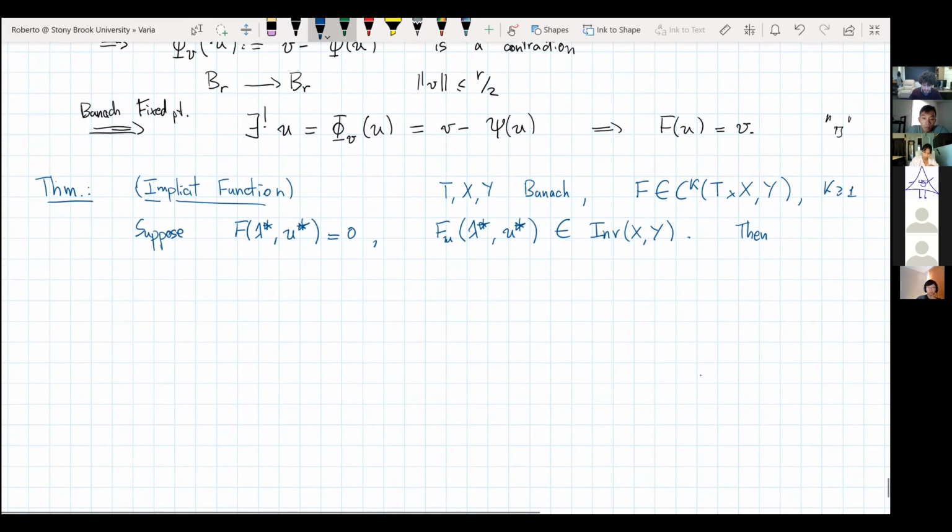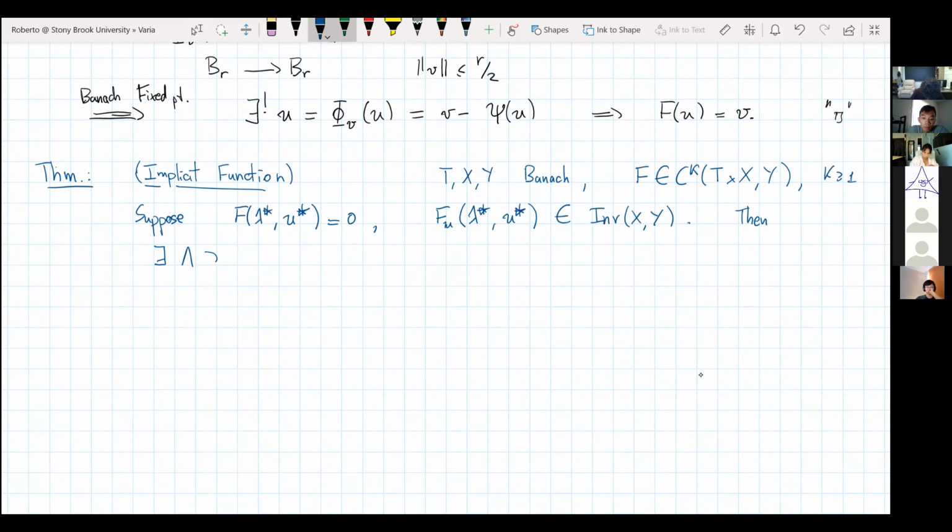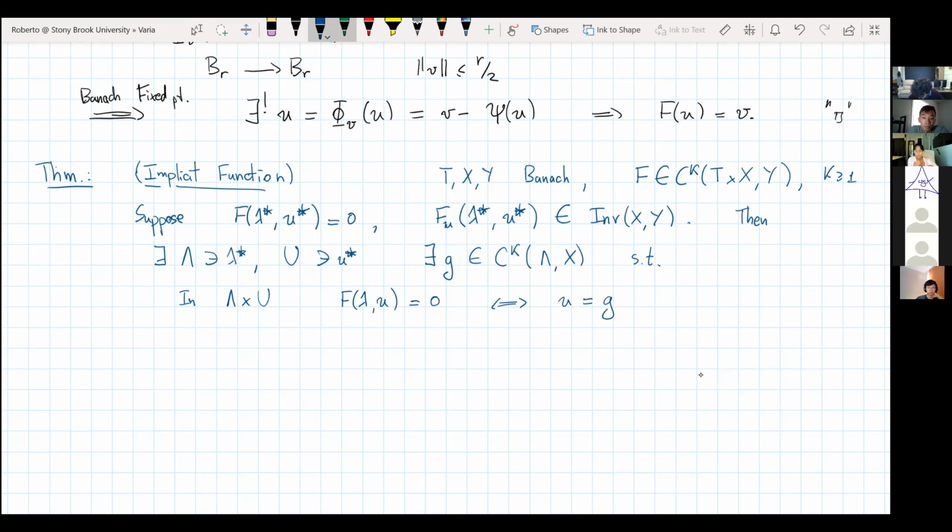Then what the theorem says is that there is a neighborhood Lambda of lambda star, and there is a neighborhood U of u star, and there is also a function g, which is C^k, so the same regularity as our function from Lambda to X, such that in Lambda cross U, we have that f of lambda, u is 0 if and only if u is the graph of lambda through this function.